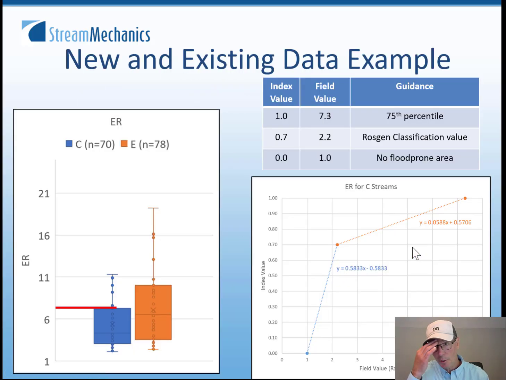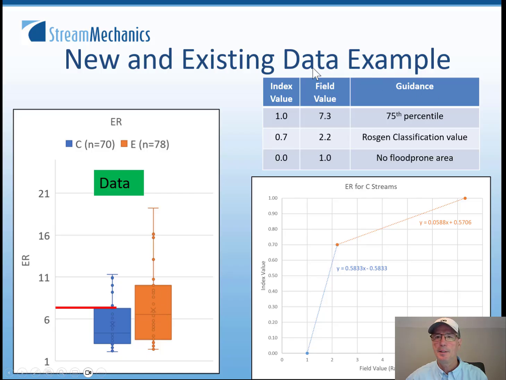So we'll start with new and existing data. Here's an example. So this is the metric. ER stands for entrenchment ratio. I don't care if you know what that is or not for this. You could think of it as a form of floodplain width. In this example, it is stratified by stream type, so we have reference Cs and reference Es. We have a nice big data set for both of these, and you can see the box plot for the C and the box plot for the E.